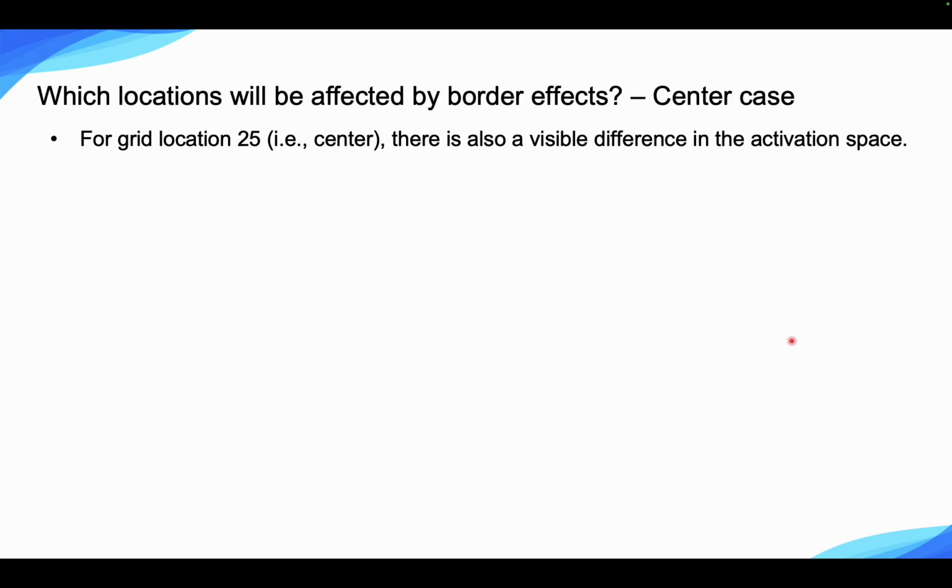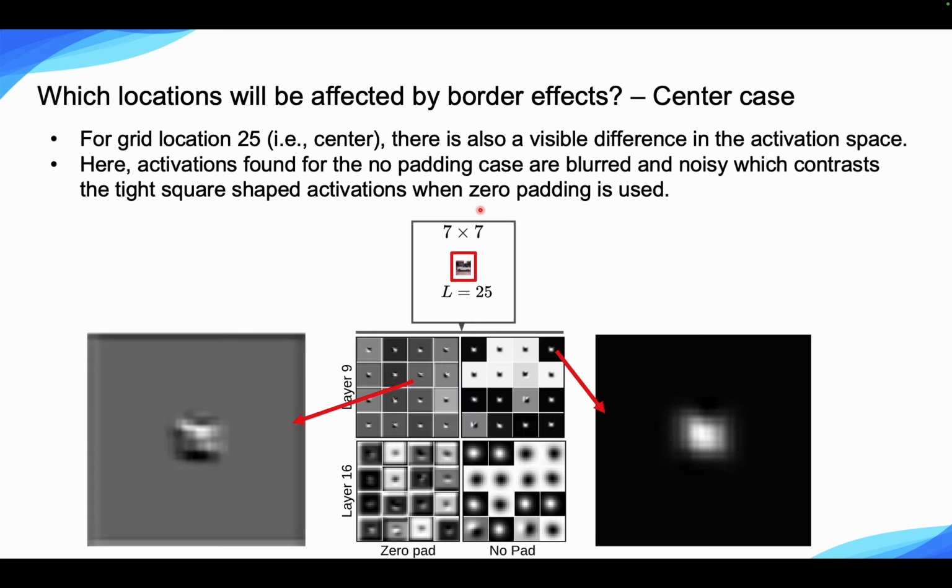Another case is a center case. For grid location 25, there is also a visible difference in activation space. Here, the activation found for the no padding case is blurred and noisy, which contrasts with the tight square shape activation when zero padding is used. So, in short, we can validate that the boundary effect indeed occurs at all regions of the image.